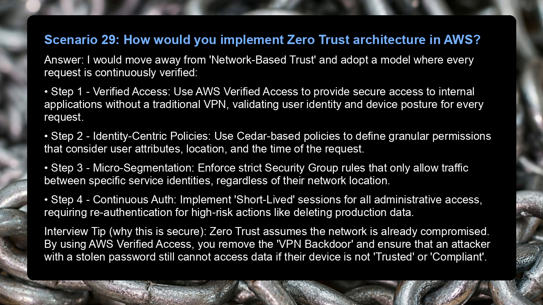Interview tip: why this is secure. Zero Trust assumes the network is already compromised. By using AWS Verified Access, you remove the VPN backdoor and ensure that an attacker with a stolen password still cannot access data if their device is not trusted or compliant.